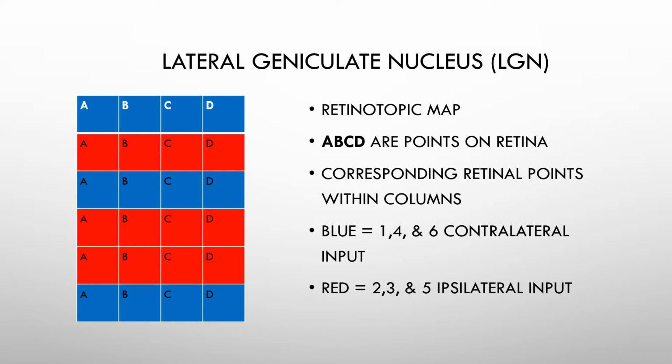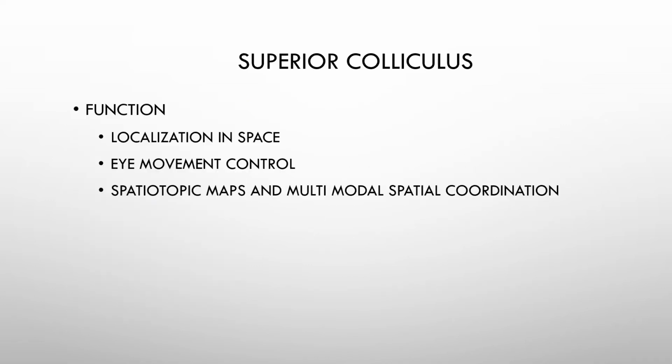And the red, rows 2, 3, and 5, is the ipsilateral input, or the input from the ipsilateral eye, the eye on the same side of the brain. And again, due to an amazing feat during our neural development, those are shuffled together perfectly so that they match up, and we can have these corresponding points from the retina meeting each other in the lateral geniculate nucleus.